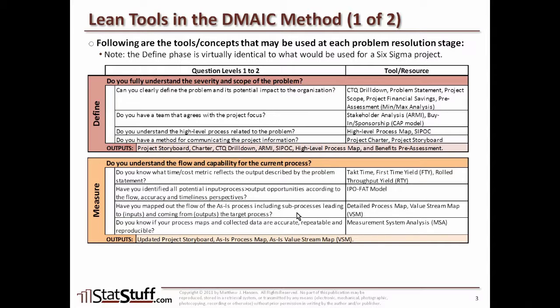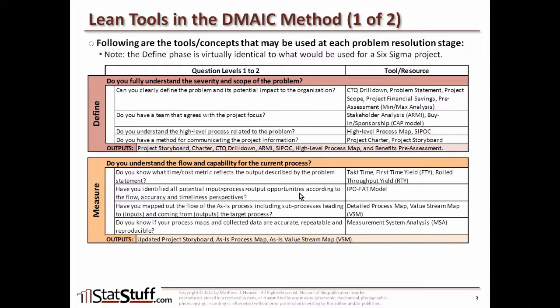Next, we might ask, have you mapped out the flow of the as-is process, including sub-processes that are leading to, that is the inputs, or coming from, which are the outputs, from that target process? Well, if you're not sure, then the detailed process map or value stream map might help with that. And last, we want to ask within the measure phase, do you know if your process maps and the collected data are accurate, repeatable, and reproducible? And if you're not really sure, we might use a measurement system analysis or MSA to help answer that.